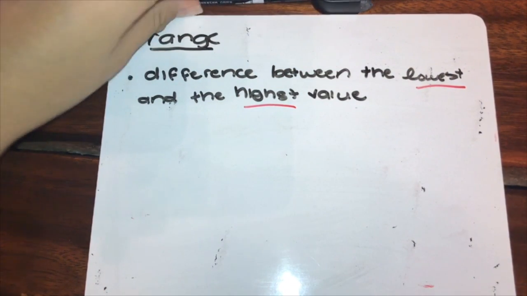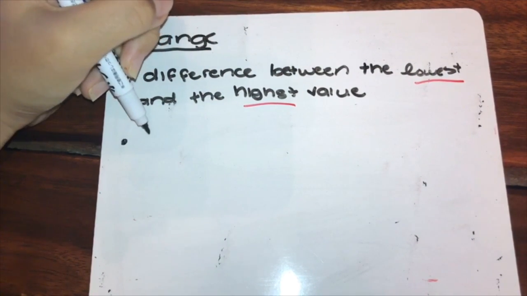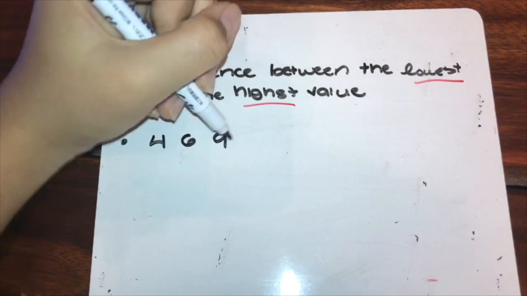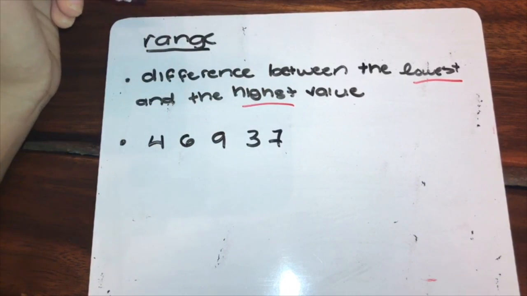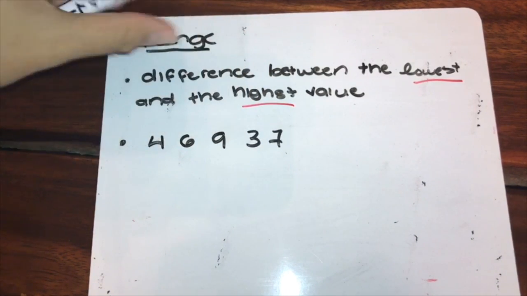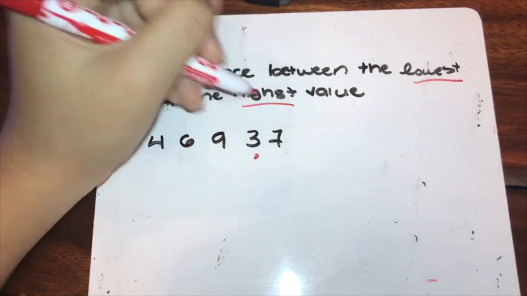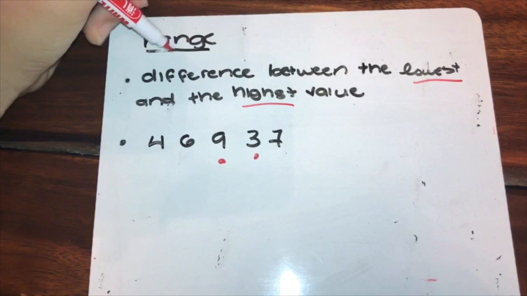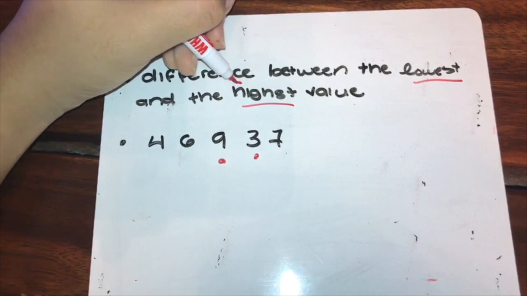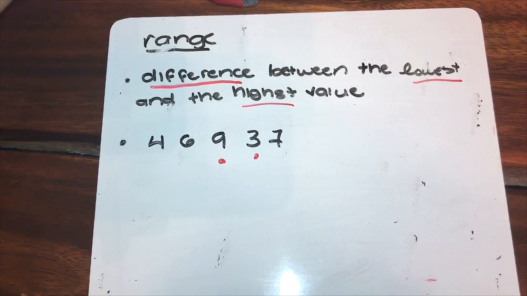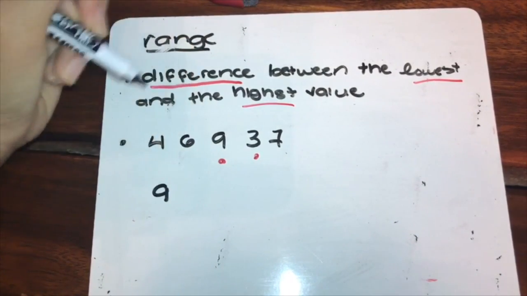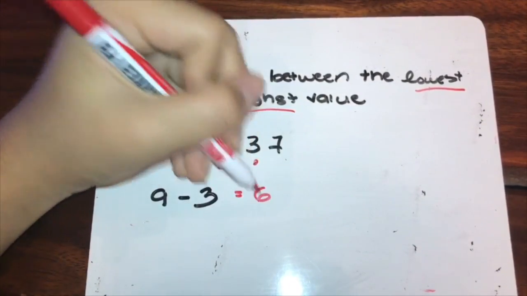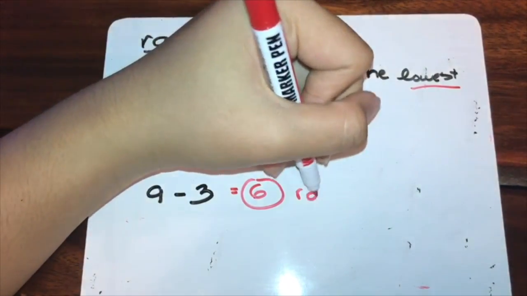So, for example, in this set of data, 4, 6, 9, 3, and 7, the lowest value is 3. The highest value is 9. As the definition of range says, it's the difference. So what you do is you take the lowest and subtract it from the highest. This would equal 6. So 6 is your range.